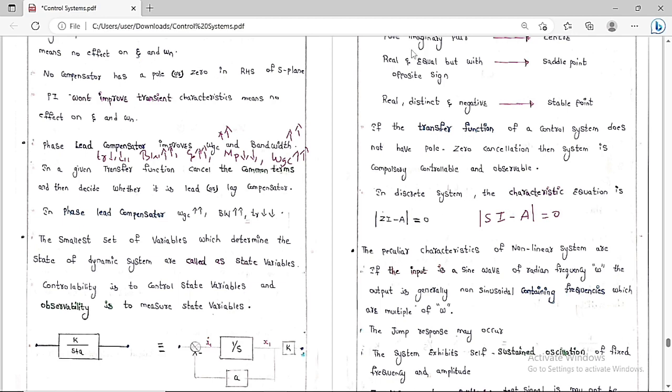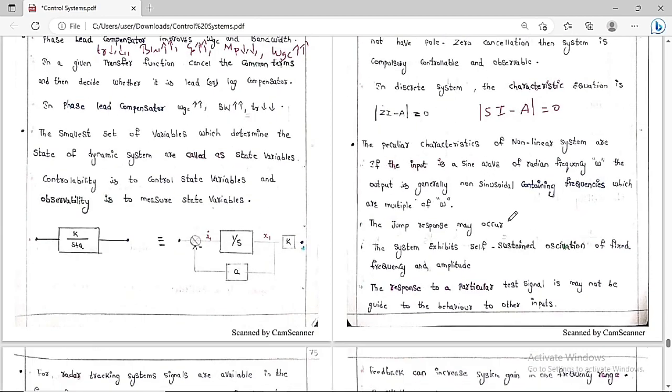The next point is the peculiar characteristics of the nonlinear system. First, we are going to discuss some characteristics of the nonlinear system. I have already told you nonlinear system means the system is not going to satisfy the superposition theorem as well as the homogeneity principle. That is called the nonlinear system.